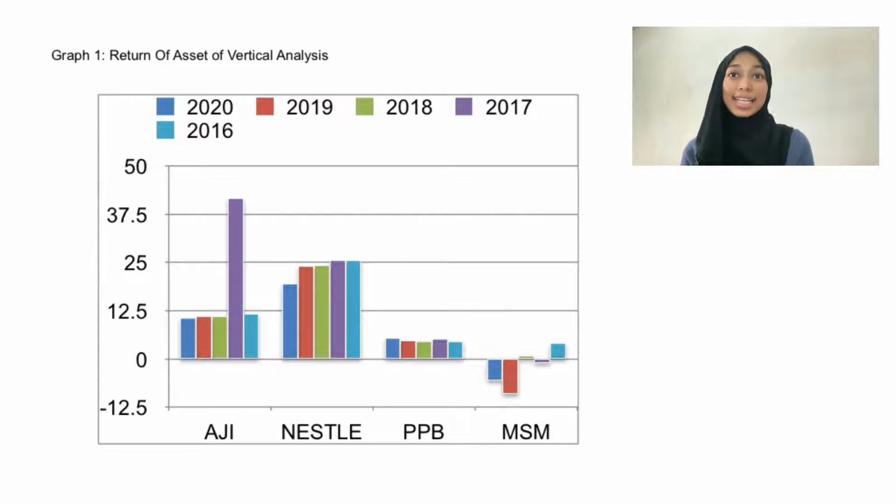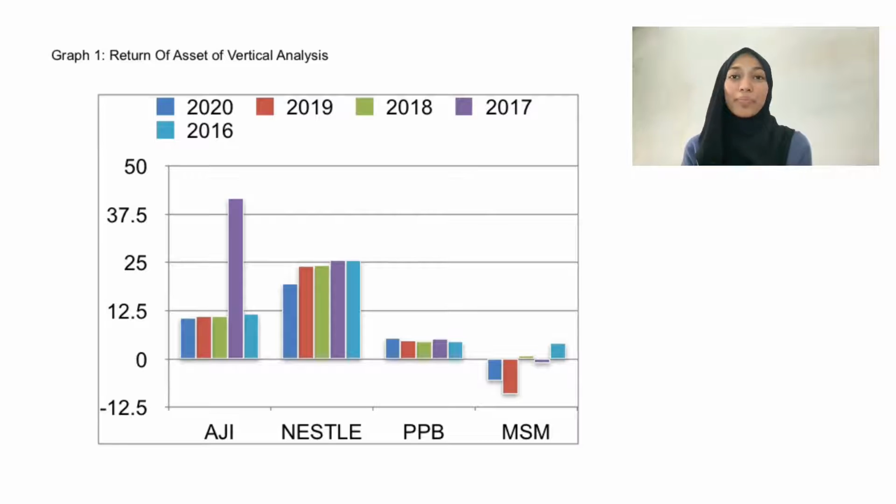Nestlé's return on assets slightly decreased in the year 2018 and it remained constant in the year 2019. While in 2020, its ROA decreased to 19.65 and it indicates that the company is able to generate earnings of 19 cents for every 1 ringgit of investment on its assets.